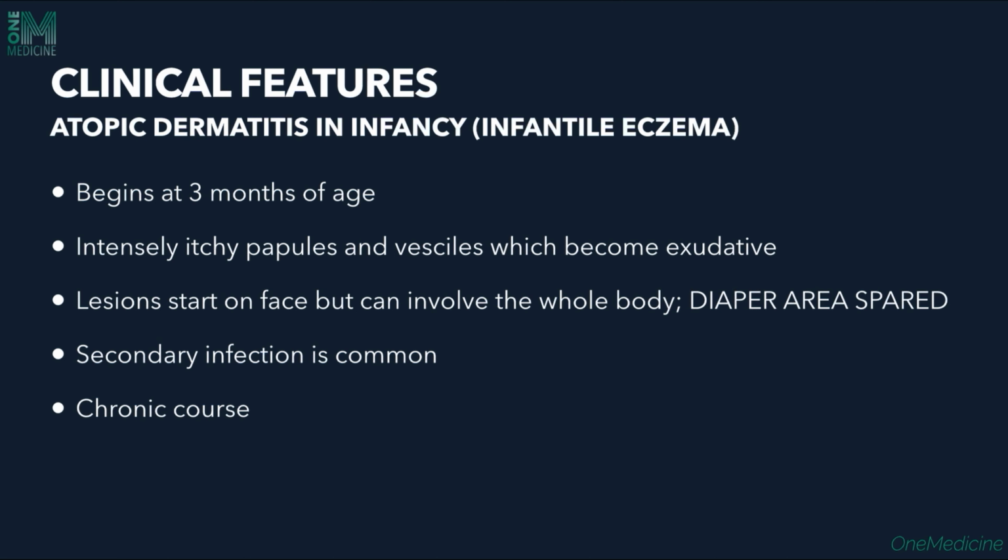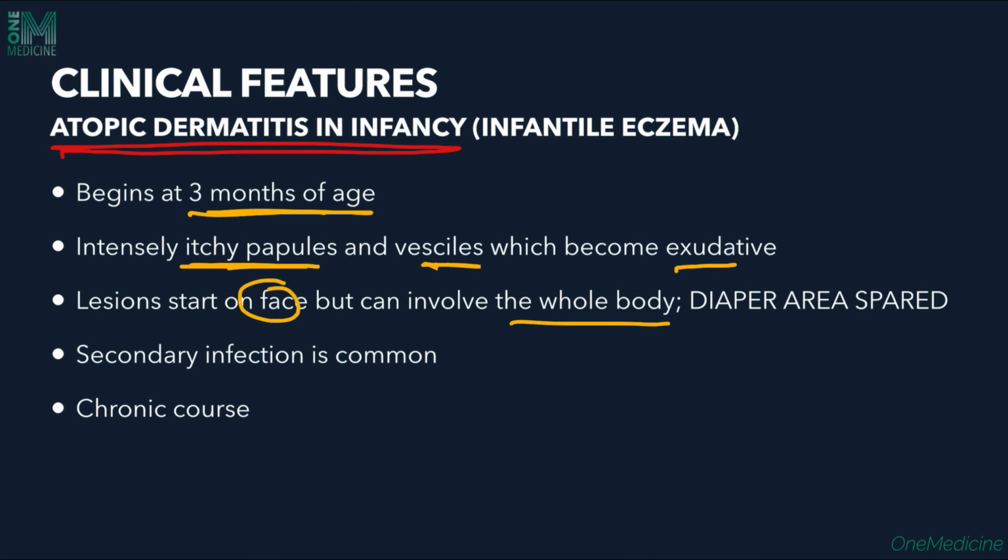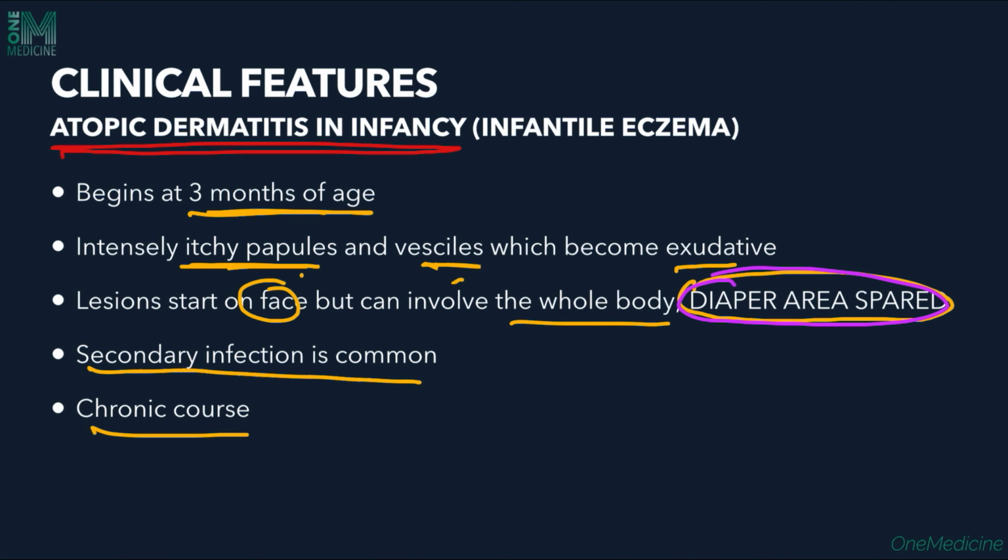Clinical features: we have infantile phase, childhood phase, and adult phase. The atopic dermatitis in infancy here, it begins at 3 months of age, and there will be intensely itchy papules and vesicles which become exudative later. Initially we see papules and vesicles, and then they become exudative, and lesions here classically start on the face but can involve the whole body later. But the diaper area is classically spared here. That's important here to note. Okay, and then there can be secondary infection of these papules and vesicles, and it's a chronic course.